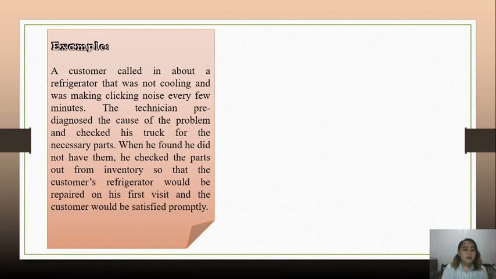So for example, a customer called in about a refrigerator that was not cooling and was making a clicking noise every few minutes. The technician pre-diagnosed the cause of the problem and checked his truck for the necessary parts. When he found he did not have them, he checked the parts out from inventory so that the customer's refrigerator would be repaired on his first visit and the customer would be satisfied promptly. So the incident here provides evidence of the employee's knowledge about refrigerator repair and concern for efficiency and customer satisfaction.